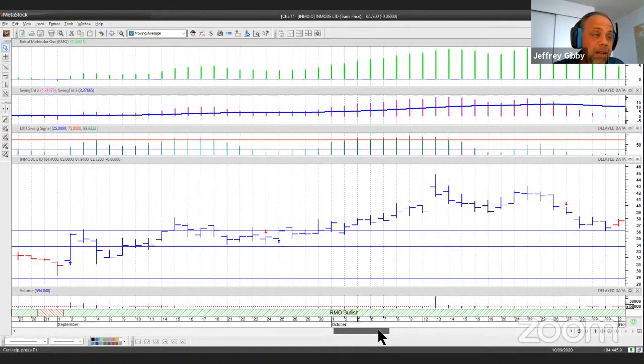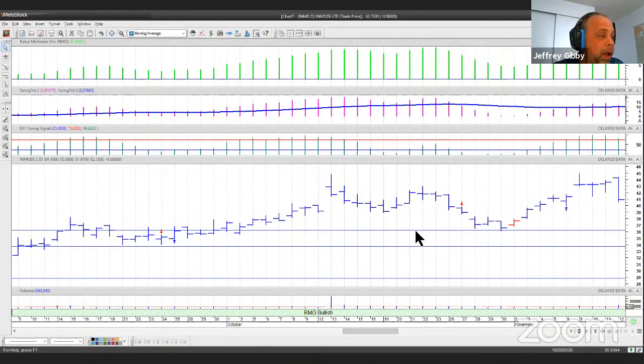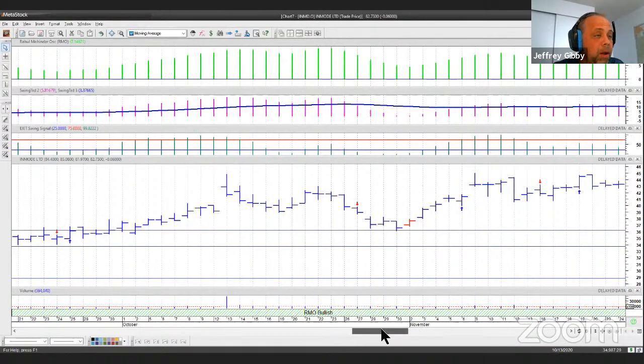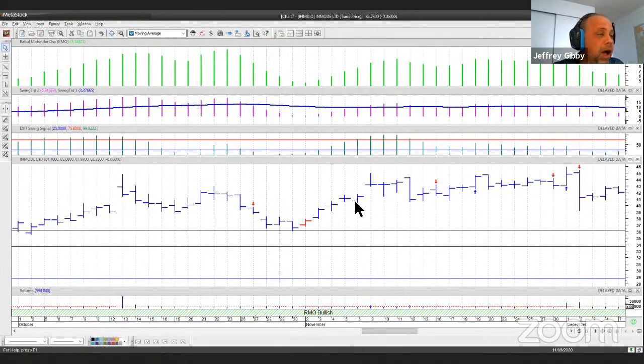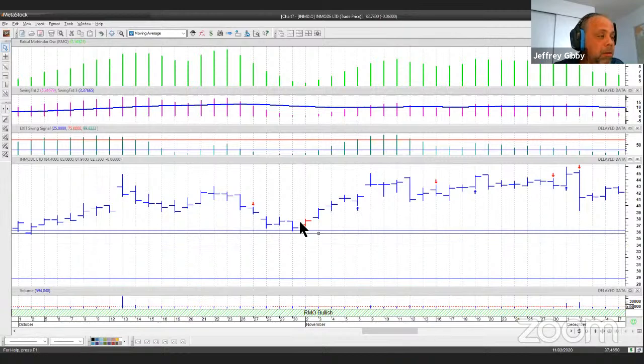I'm going to go faster here though. So right now my entry is here. My stop is right here. I'm still losing money, but I've locked in some profits. I have another shift of momentum here. I would move my stop right here. This is your pivot low.